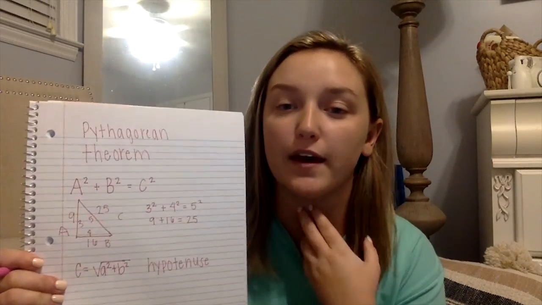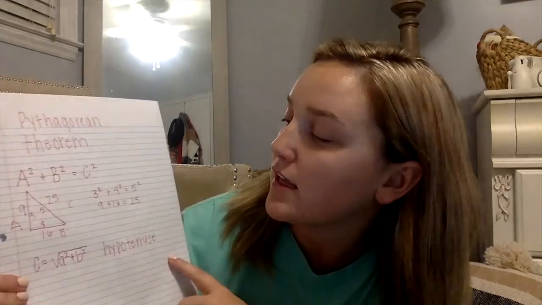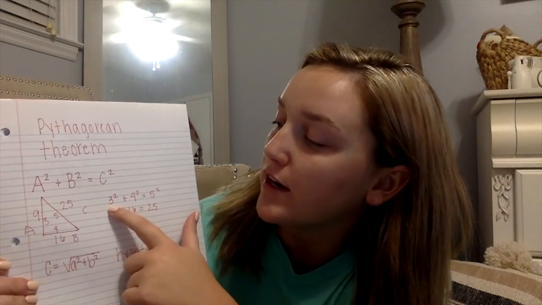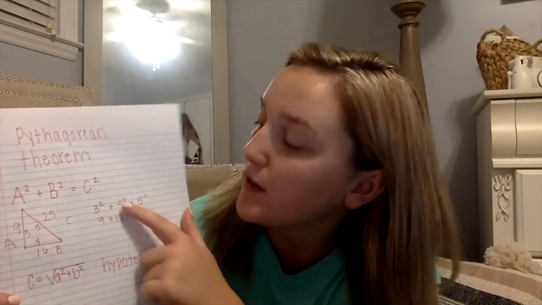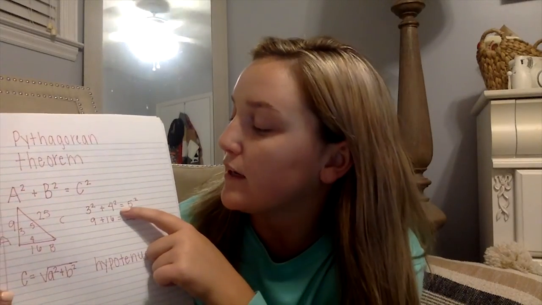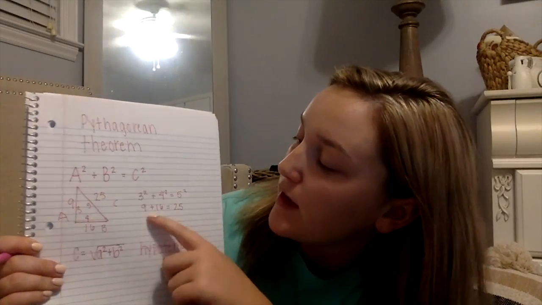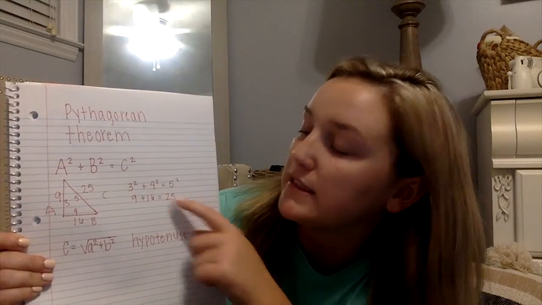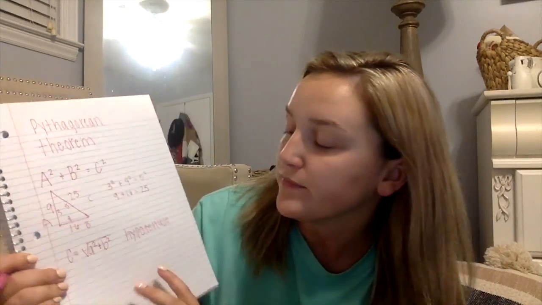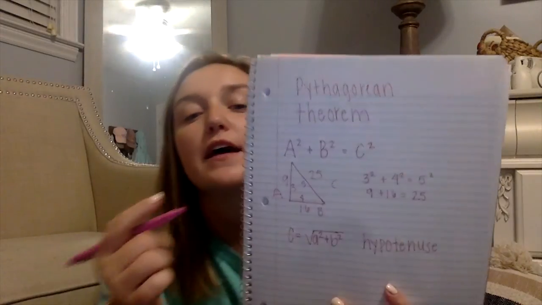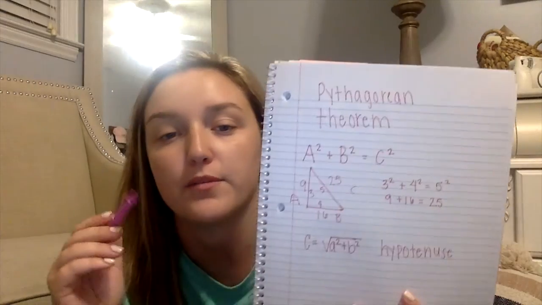The philosopher that found this was Pythagoras. And you're going to take a squared, which is 3 squared, plus b squared, which is 4 squared, and that's going to equal c squared, which is 5 squared. So that's going to put you at 9 plus 16 equals 25. So that's just the basic Pythagorean theorem.